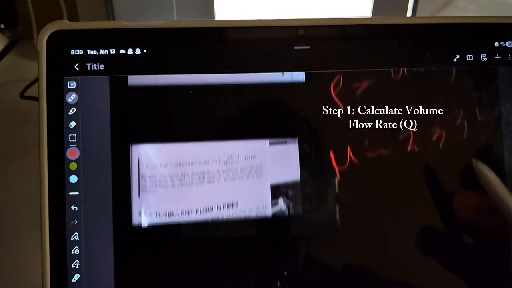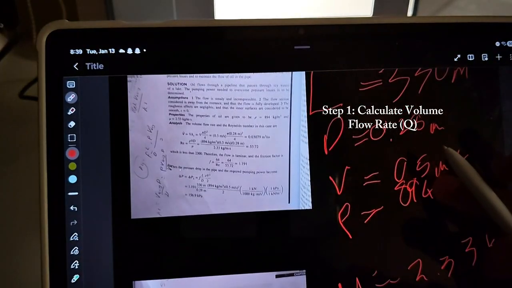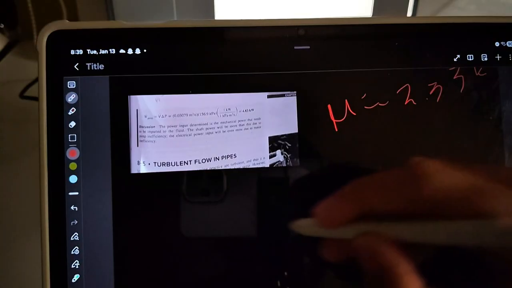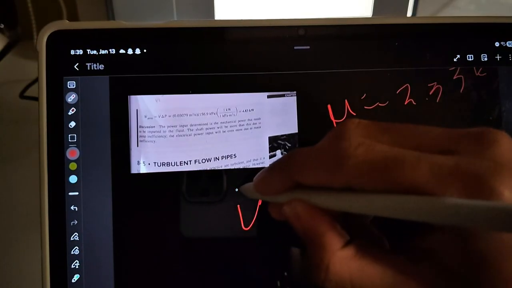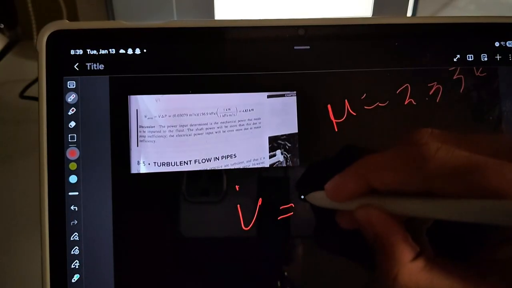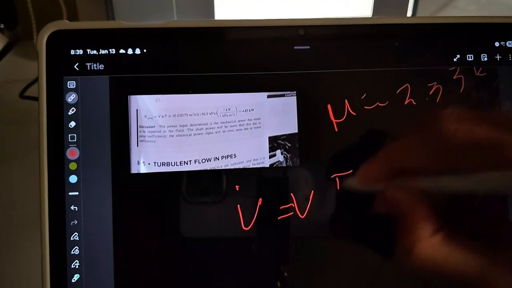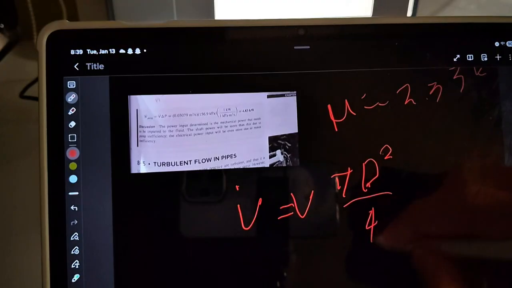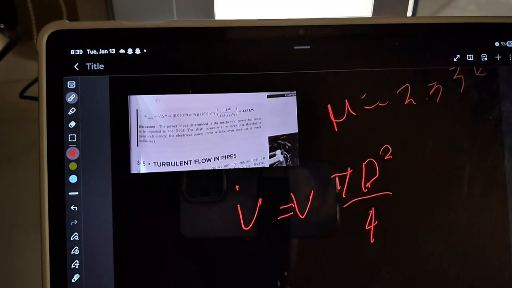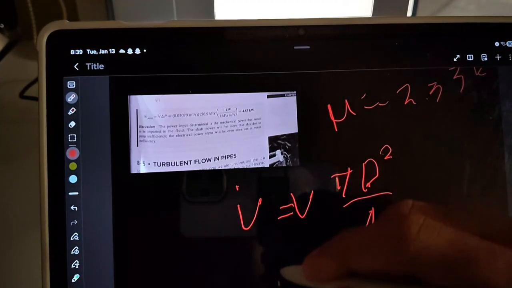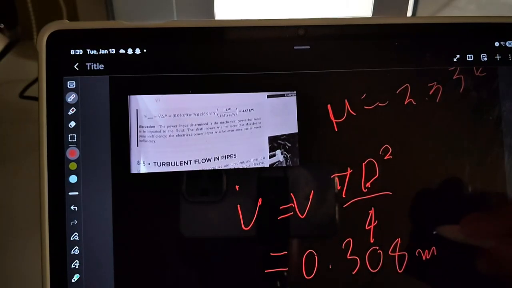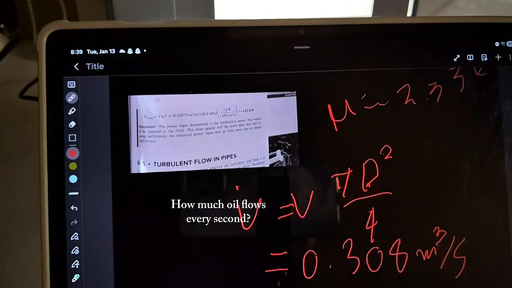Step 1. First, we calculate the volume flow rate by the equation V flow rate equal to V pi D squared per 4. So we substitute the values and we get 0.308 meter cubed per second. This tells us how much oil flows every second.